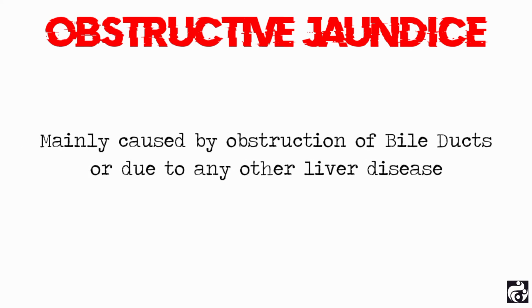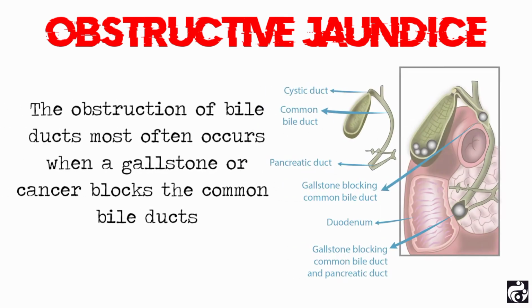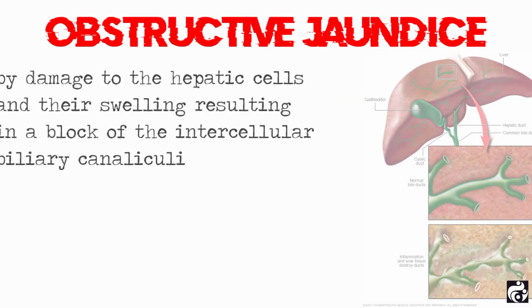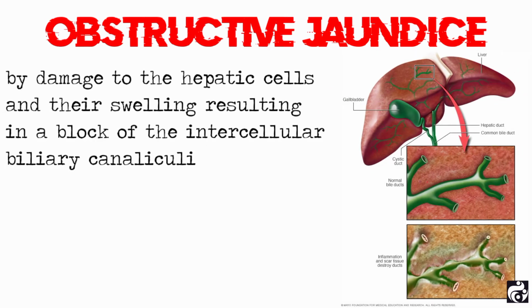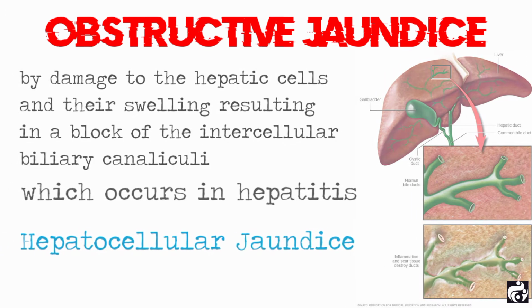So, obstructive jaundice is mainly caused by obstruction of the bile duct or due to any other liver disease. The obstruction of the bile duct most often occurs when a gallstone or cancer blocks the common bile duct, or by damage to the hepatic cells and their swelling, resulting in a block of the intercellular biliary canaliculi, which occurs in hepatitis, also called hepatocellular jaundice.